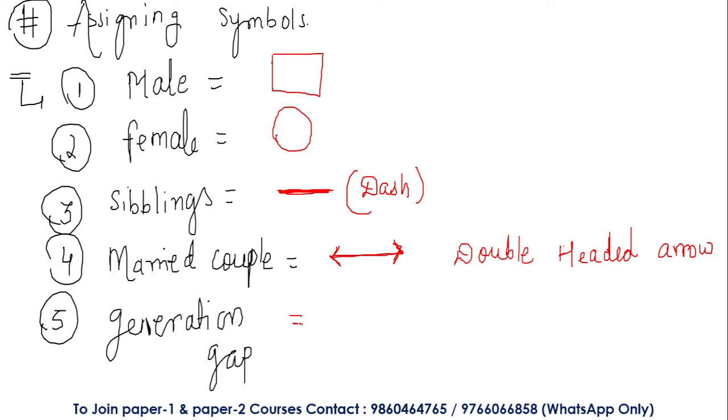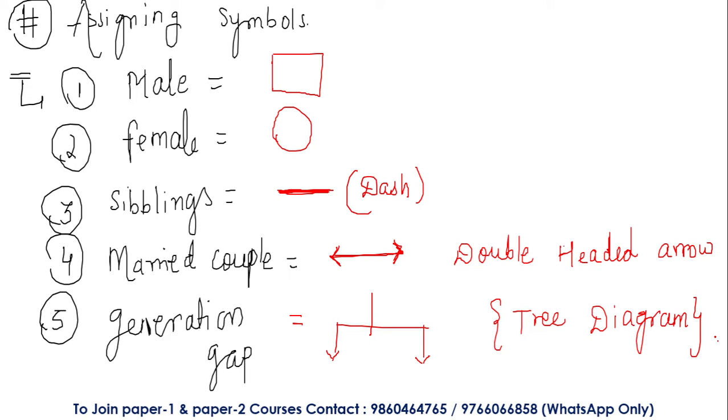Generation gap. So when you understand that there is a certain generation change in the given question, or that there are three different generations or two different generations in the given question, at that time we are going to differentiate the generations using this particular diagram that I call a tree diagram. Hopefully, you have understood this now.